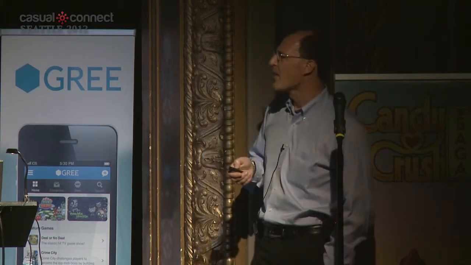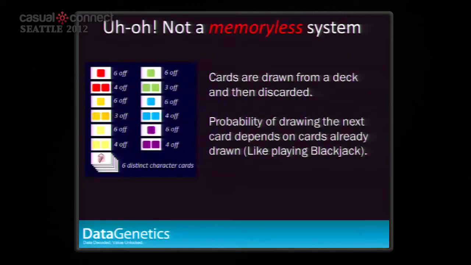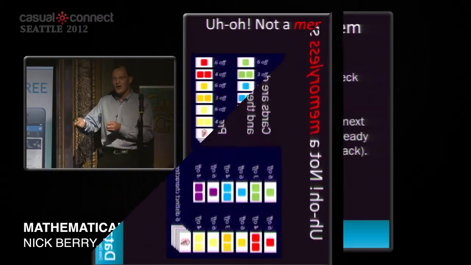Candyland. I don't know if anybody's played Candyland. Here's another example. For here, though, Candyland is not a memoryless system. With Chutes and Ladders, it was agnostic how you got to a certain square. But with Candyland, you play with a set of cards. Once a card's used, you can't use it again.